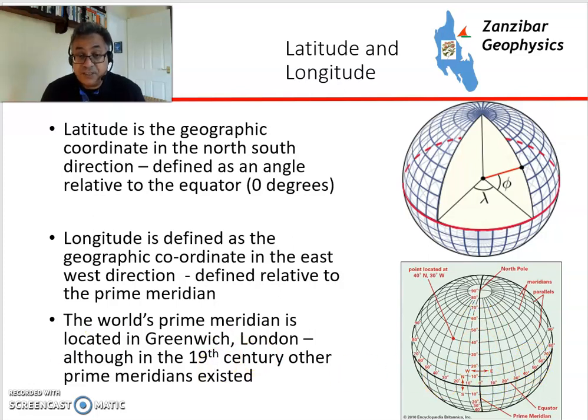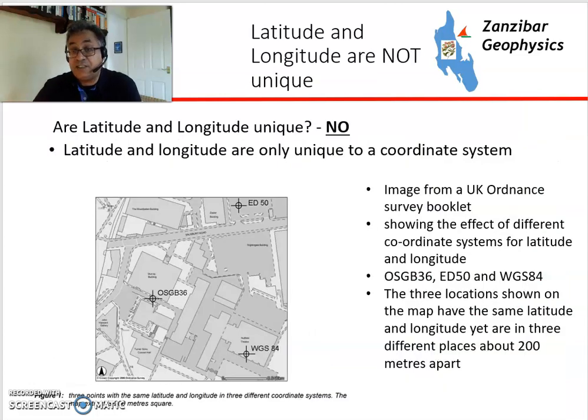So that sounds fine, and a lot of people think that latitude and longitude are unique. They are not. Repeat, not. This is an example from the UK Ordnance Survey booklet on surveying, and it shows the position with the same lat longs based on 3 different coordinate systems.